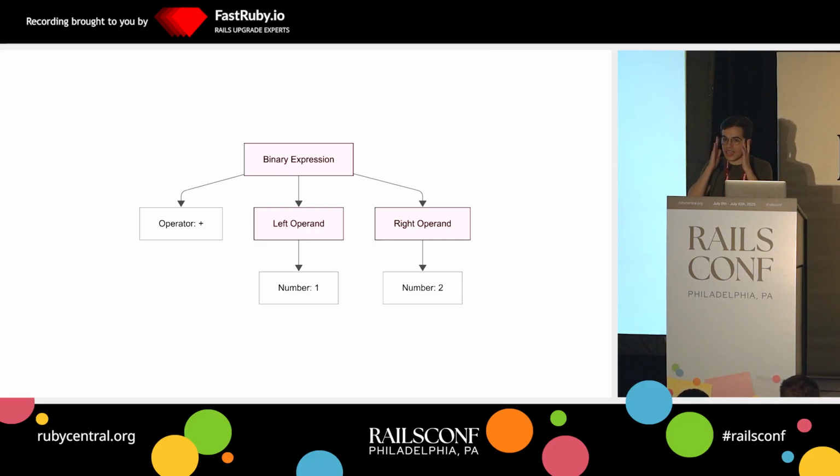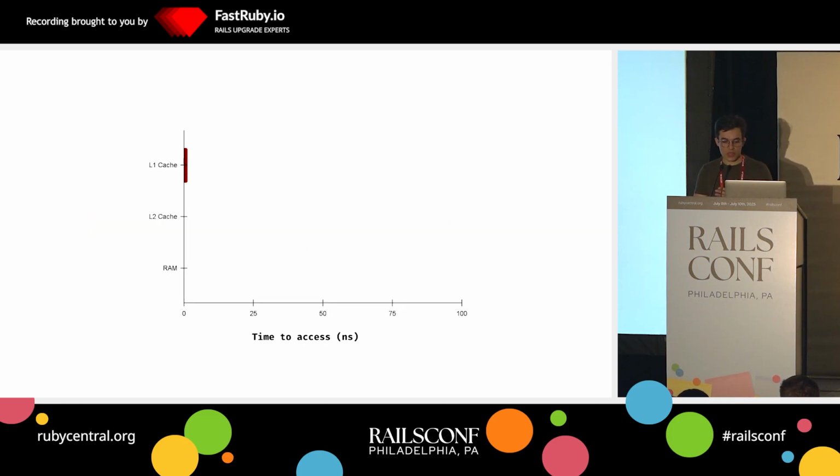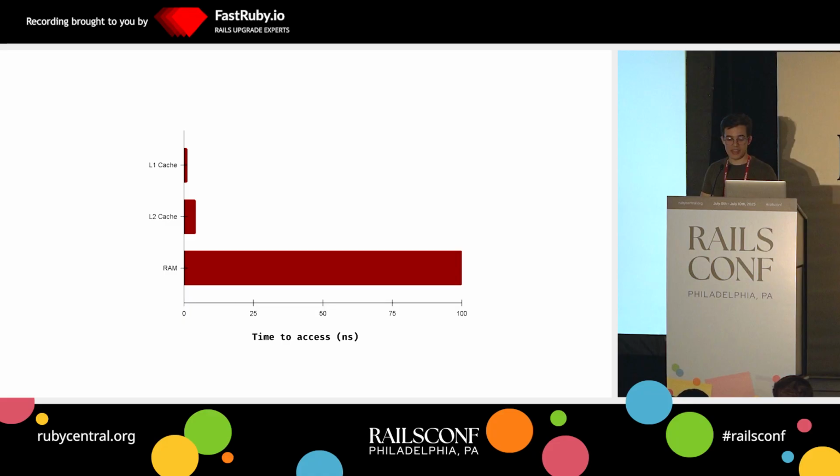If you've been to the caching talk before this one, you probably know why. CPUs like sequential data. And when we store our data in that hash, that tree, our data is all spread out in memory, and that really hurts performance. To give you an example, to access the L1 cache in our CPU should take about 1 nanosecond. For the L2 cache, it's about 4 nanoseconds. And to access the RAM, which is where our data lives, it's over 100 nanoseconds.